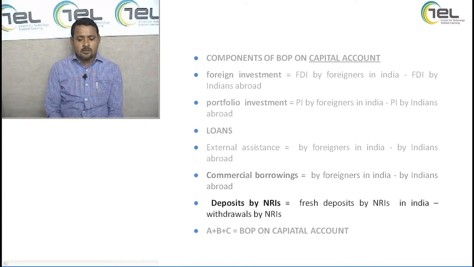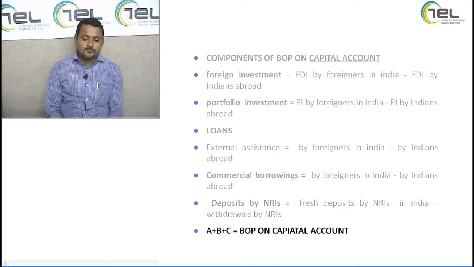Similarly, we can get deposits by NRIs. The net deposit by NRIs in India we can get by subtracting withdrawals by NRIs from fresh deposits by NRIs. So total deposits minus the withdrawals gives us net deposits. By adding the total of foreign investment, portfolio investment and loans, we get balance of payment on capital account.